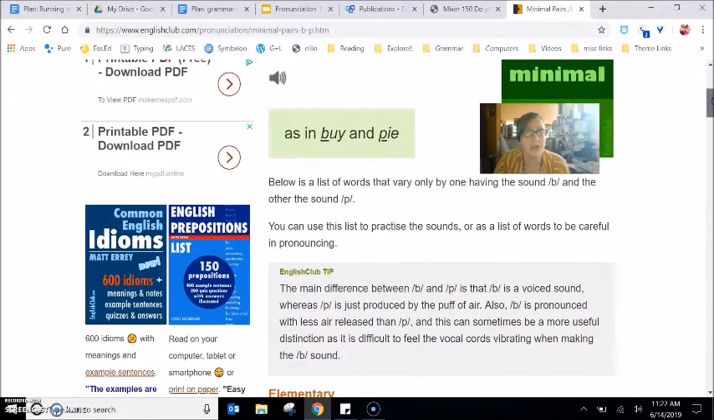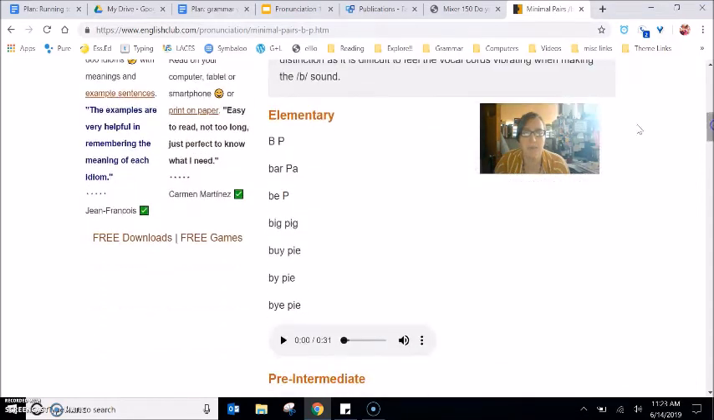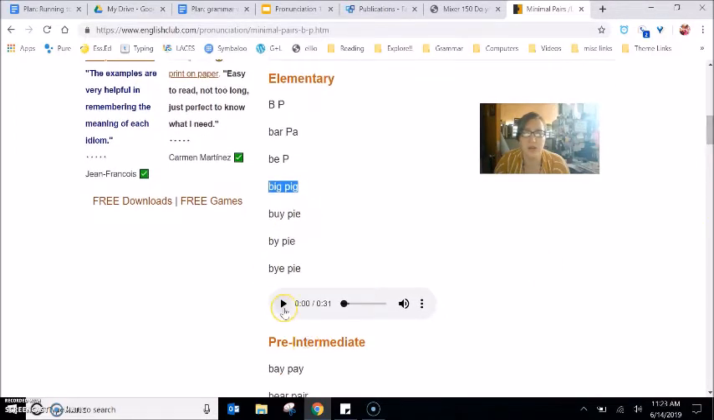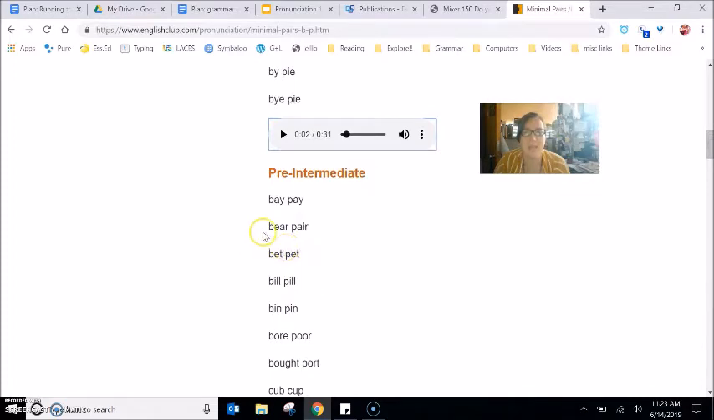And then record yourself. So buy, pie, big, pig, buy, pie. Ooh, this one even has a listening that you can listen to. Bay, pay, bear, pear. You record yourself, listen. Am I making the difference? Am I not making the difference?